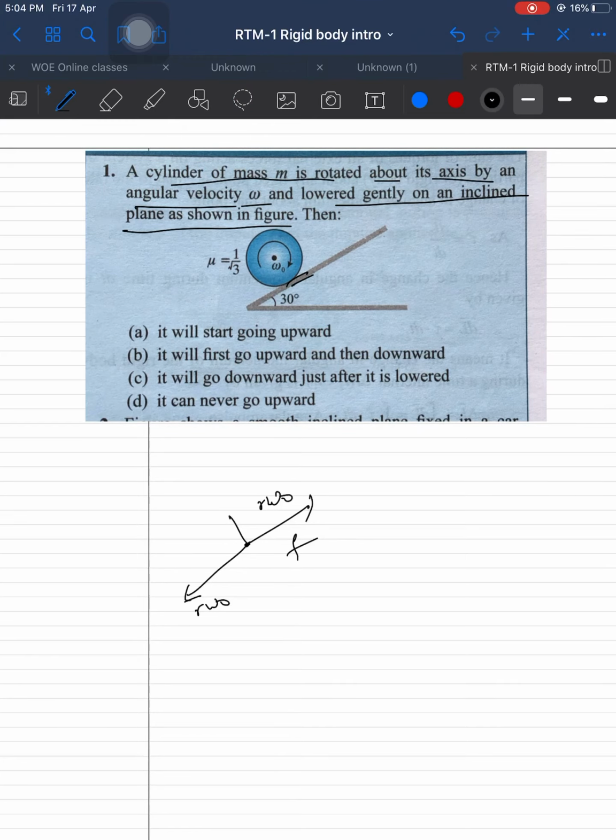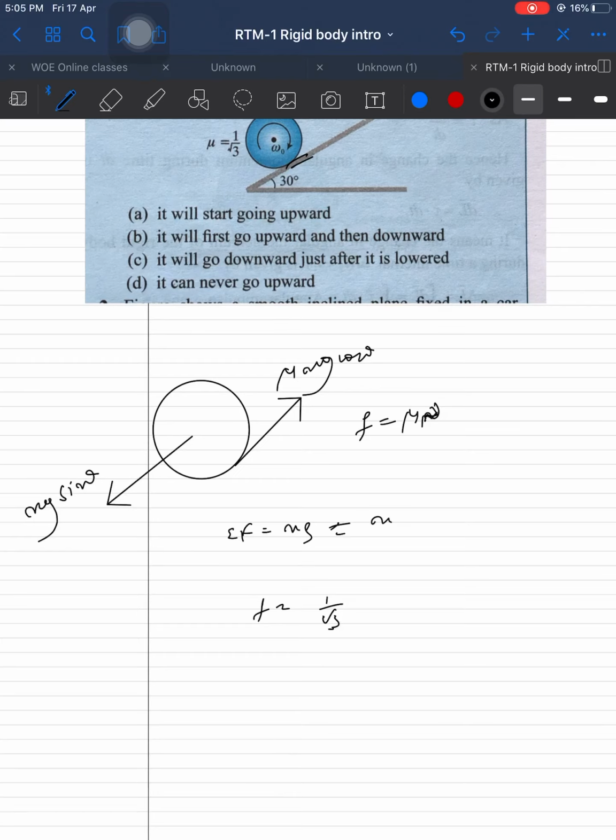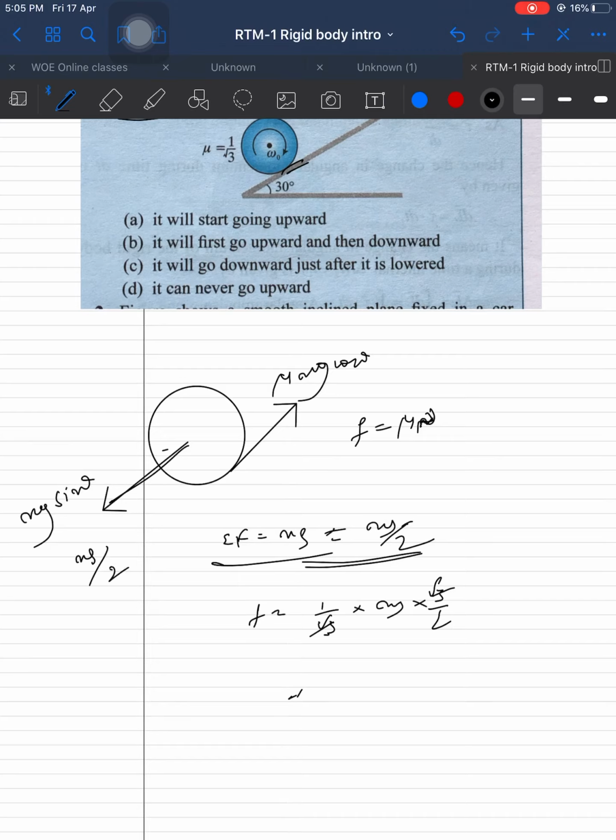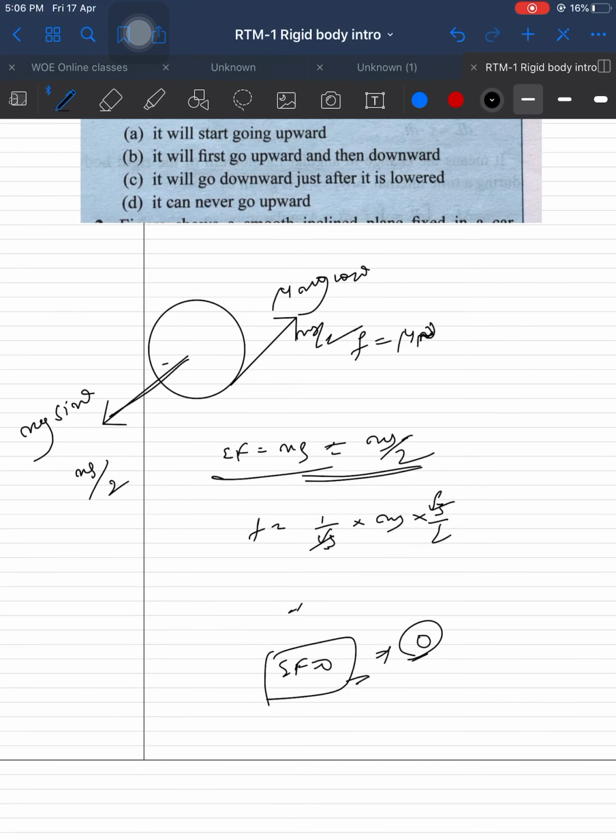I'm sorry, what value did I write? Cos theta value I wrote. mg into sin theta value, sin 30 is equal to 1 by 2, mg by 2, minus 1 by root 3 into mu into mg into cos theta value is equal to root 3 by 2. Root 3 gets cancelled, and the downward force is equal to mg by 2, and the upward friction force also is equal to mg by 2. Net force is equal to 0. If net force is equal to 0, there is no translational motion.